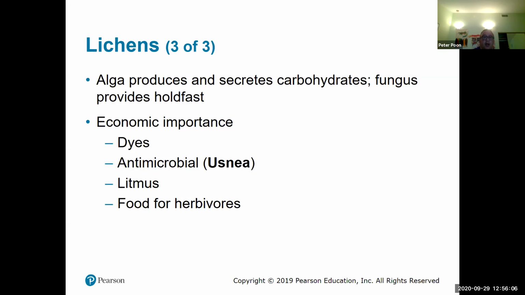These are used for some dyes, antimicrobials, food for herbivores. Also, it's a litmus test. These are one of the first things to grow in a sterile environment. Like if there's a volcanic eruption or something that wipes out a bunch of territory, these are usually the first organisms back, and they grow on bare rock basically, and they're able to break down the rock into dirt, and the other things can grow on it.